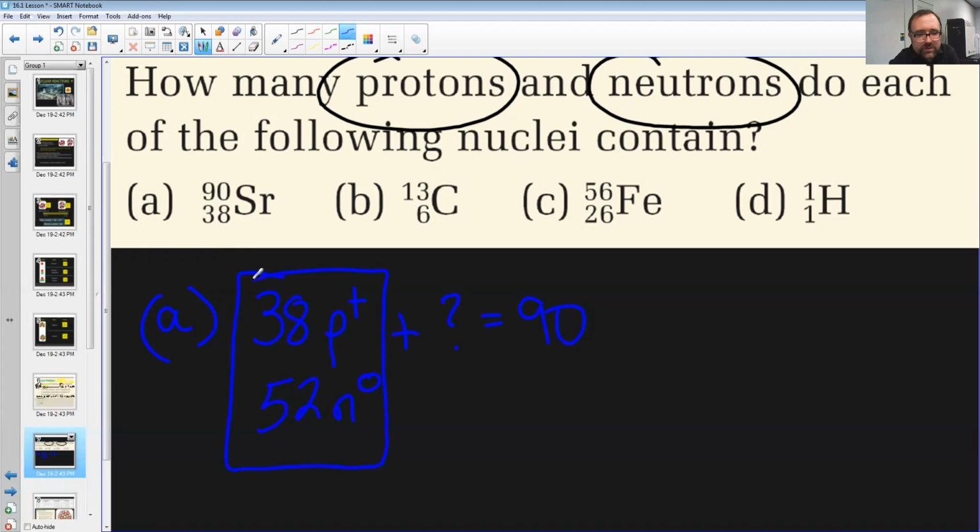Here are our answers. In letter B, we have carbon 13. In that case, we know there are 6 protons plus question mark, or you could use any variable if you like, for neutrons, which will give us 13. That should be straightforward math. You will realize 13 minus 6 gives us 7 neutrons.